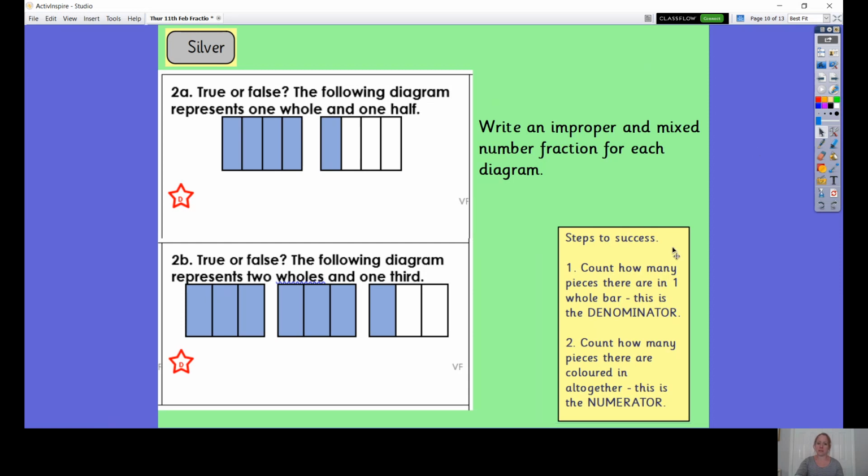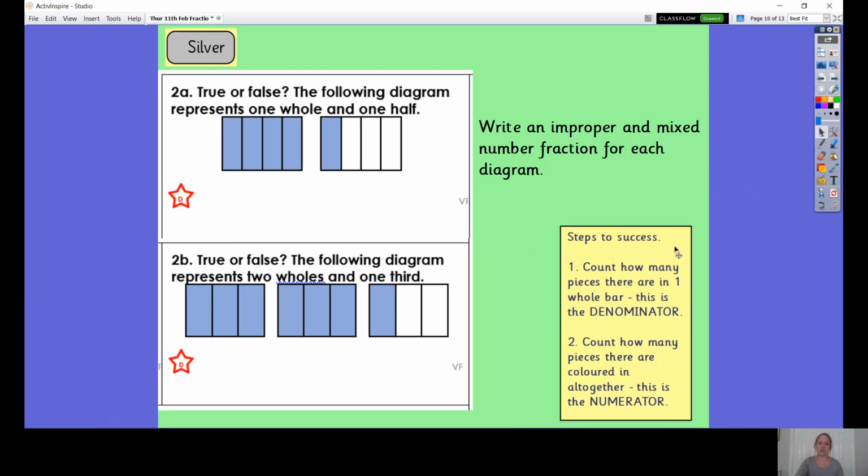Okay, right then, let's have a little look at this quickly. So, true or false, the following diagram represents 1 whole and 1 half. Well, this one is false, okay, because it represents 1 whole there that I can see. Excuse my writing, and then 1/4, because there are 4 equal pieces in that diagram and one of them is coloured in.